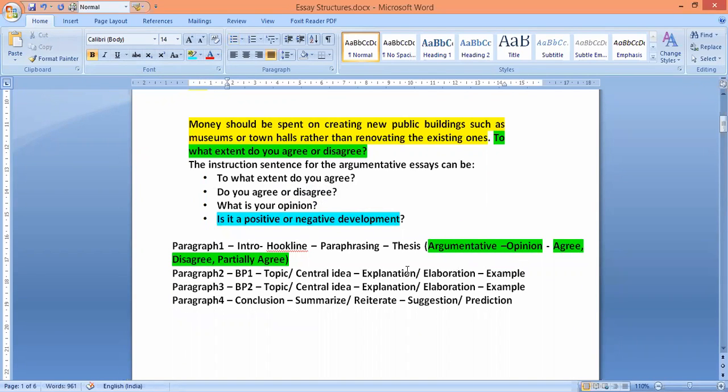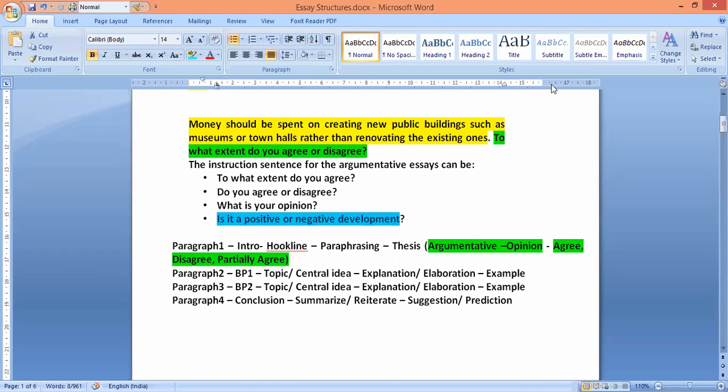Is it clear? Sir, for is it positive or negative development, how can we answer the previous question? You just say, in my opinion, it is a positive development, or in my opinion, it is a negative development, or in my opinion, it is both positive as well as negative development.